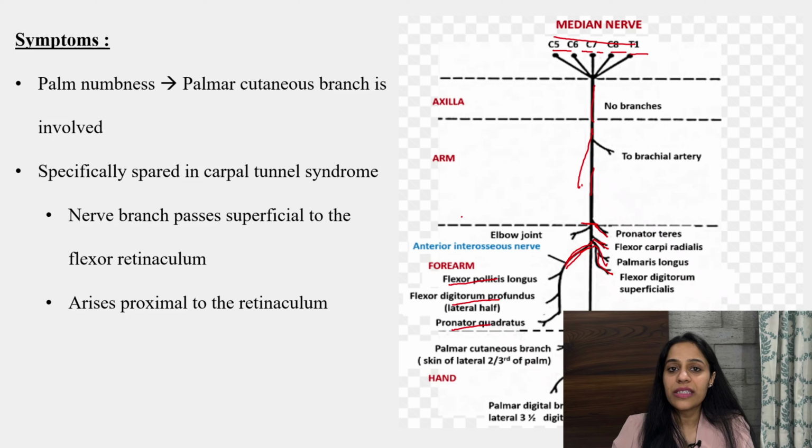Now you will see there is the palmar cutaneous branch. So the palmar cutaneous branch is given approximately 4 cm proximal to the wrist. So that is the reason why palmar cutaneous branch is not compressed in carpal tunnel syndrome. First of all, it is given proximal to the wrist, and secondly, it passes superficial to the flexor retinaculum. So that is the reason you do not see any palm numbness in carpal tunnel syndrome. And this is the feature which differentiates between pronator and carpal tunnel syndrome.